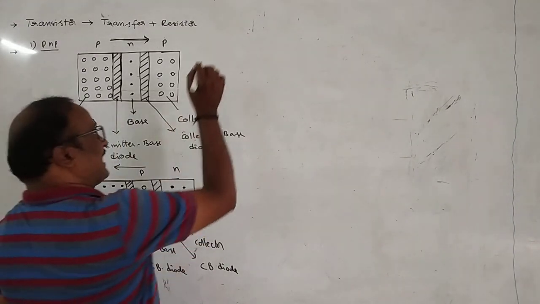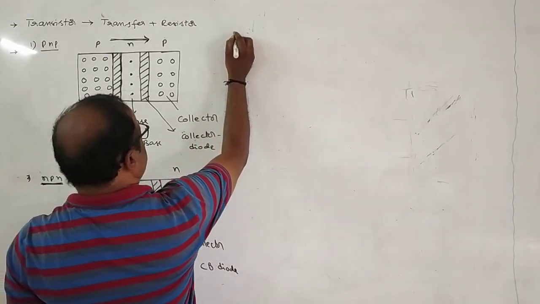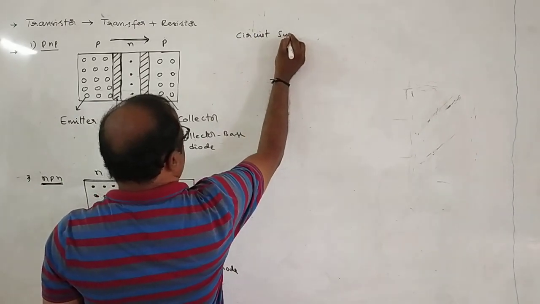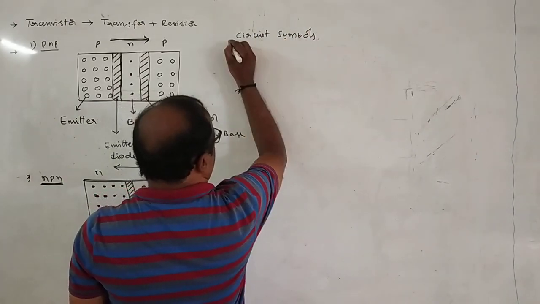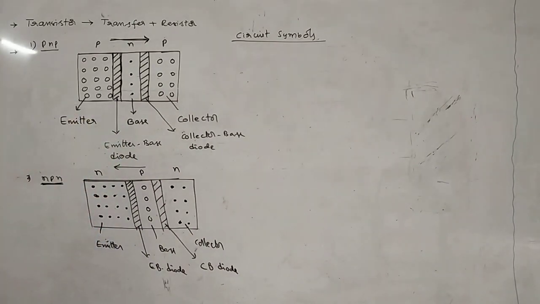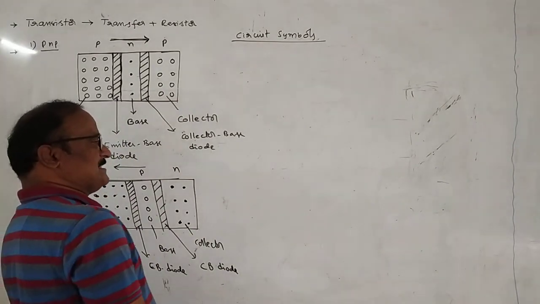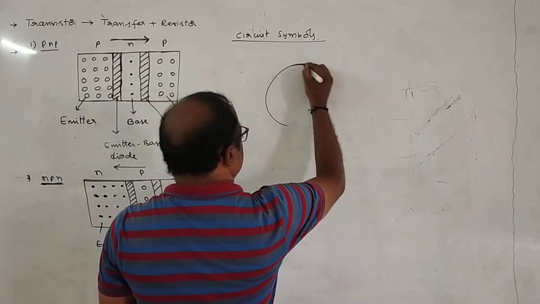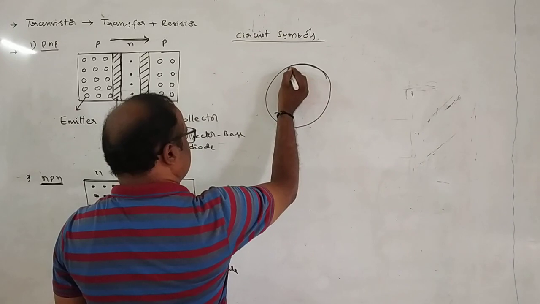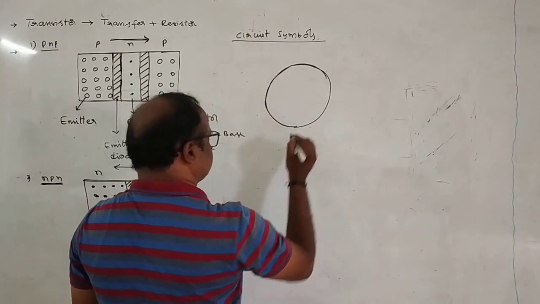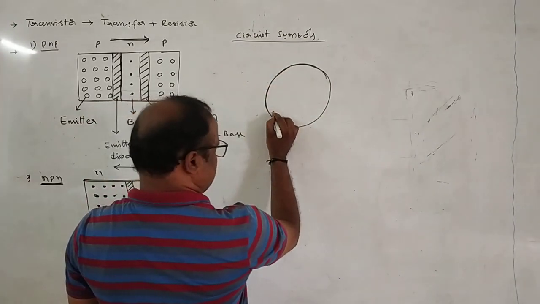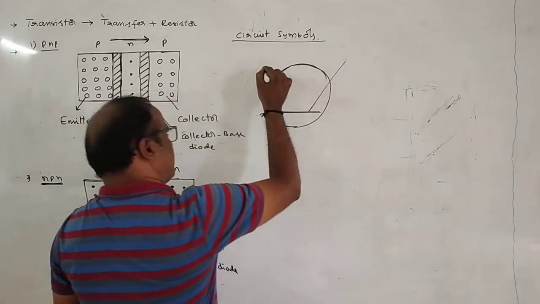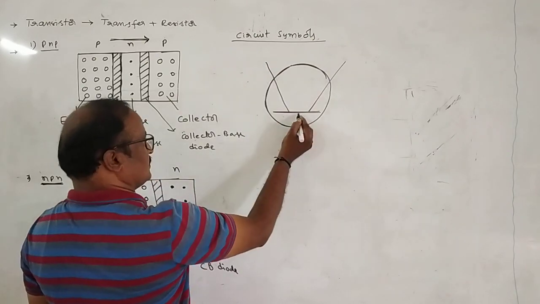Next, what are the circuit symbols of both NPN and PNP transistors? Very important. Any transistor can be represented by a circle with three lines. One is a horizontal line, the second is drawn like this, and this is the third one. So you have this.